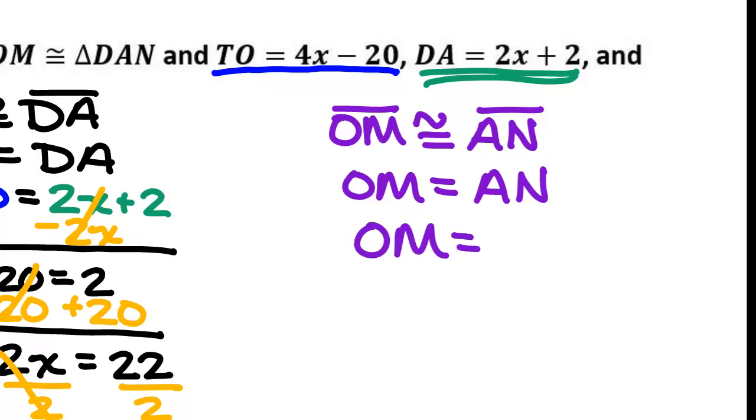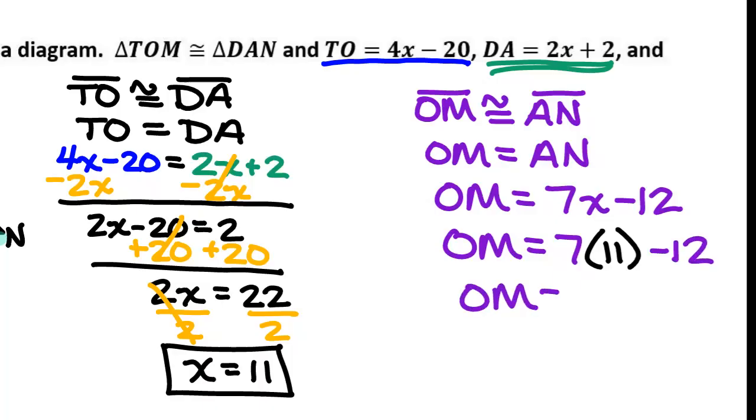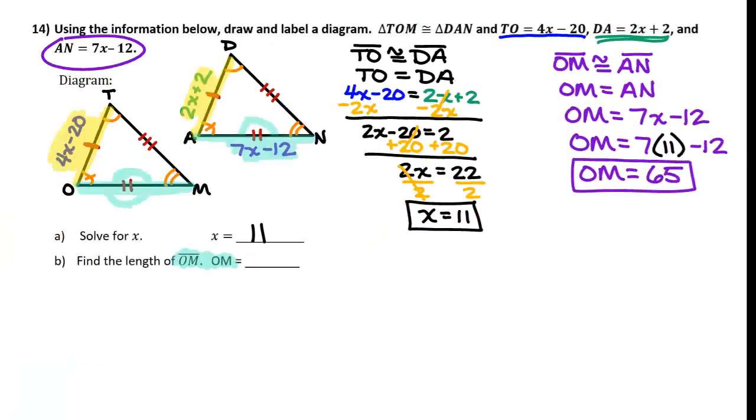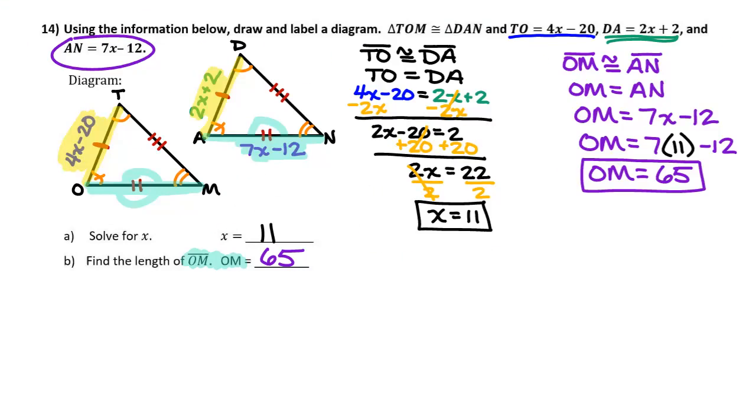So OM is 7x minus 12. Substituting in the x that we found of 11, I have 7 times 11 minus 12. What is 7 times 11? 77 minus 12? 65. So OM is 65. Beautiful. What else would you guys like to see?